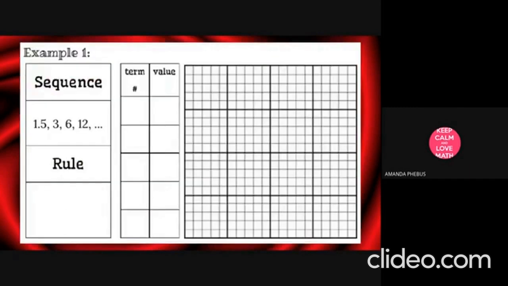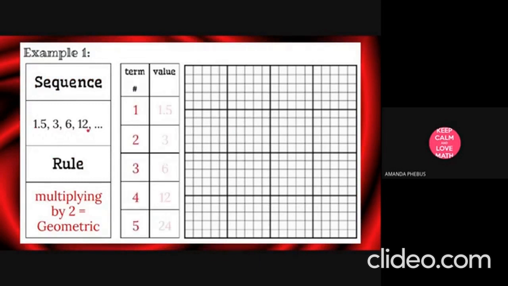All right, so let's look at some examples. We've got 1.5, 3, 6, and 12. So we're going to look at our rule. Looks like we're multiplying by 2 each time, and multiplying is, of course, geometric. We still have our term values. Looks like I have the first, second, third, and fourth. We'll go ahead and fill out the fifth.